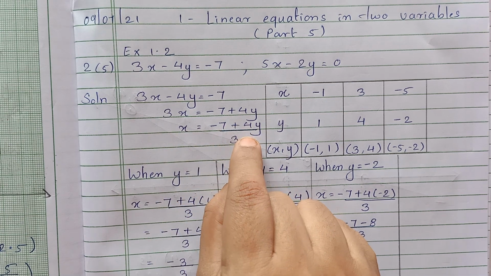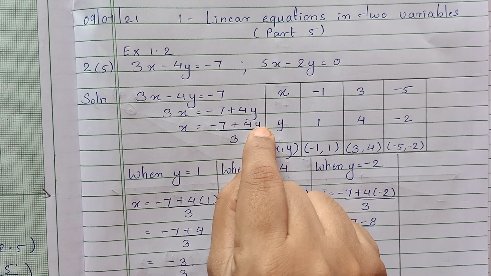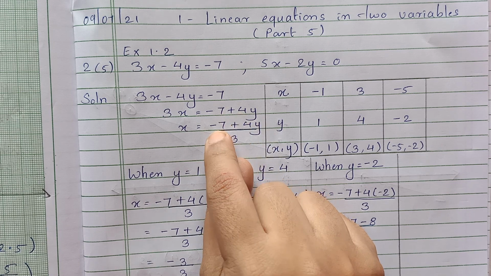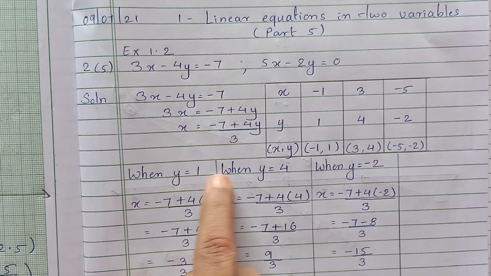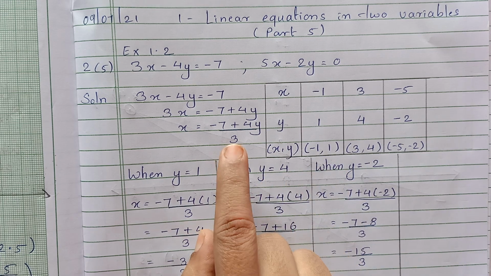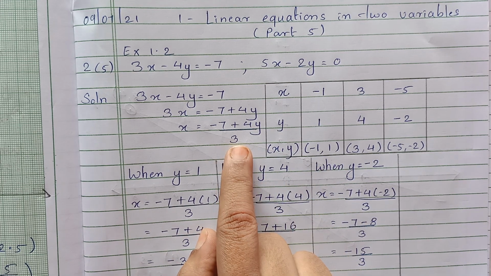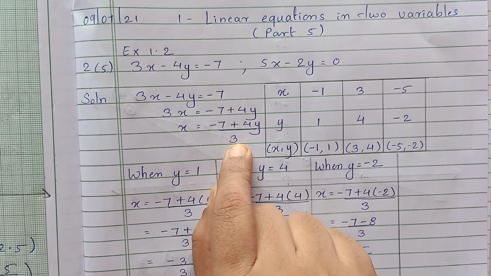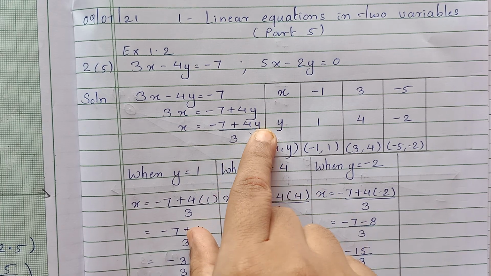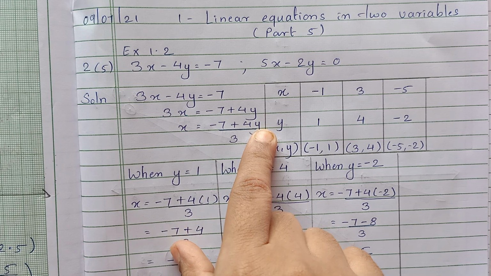So in this method we will keep changing the value of y, solve the right hand side and get the value of x. That's why I have taken some values of y over here. Now in this equation, what you need to take care of is that we have a denominator 3. Anyway, I said that we can take any random values.